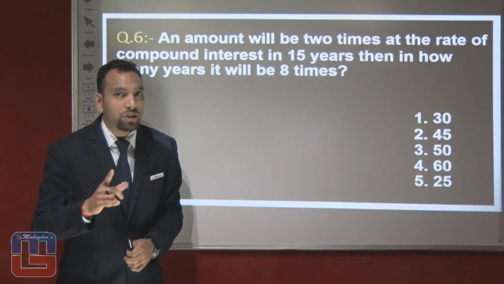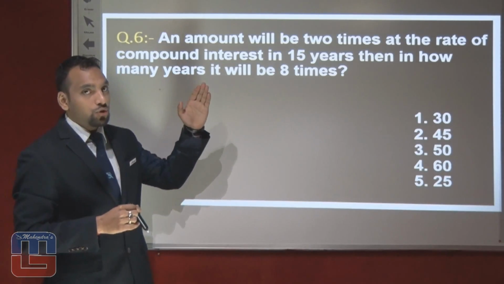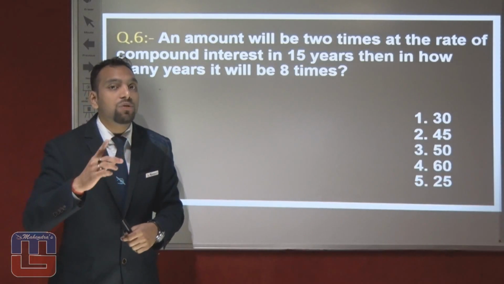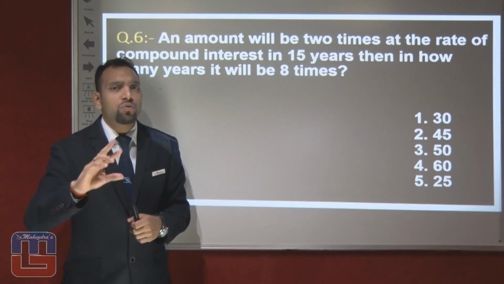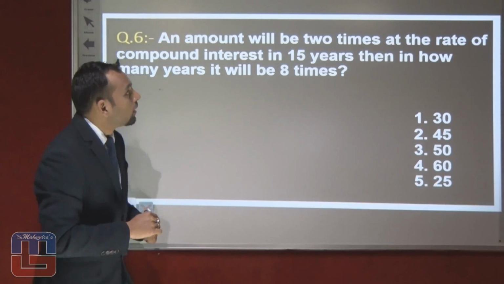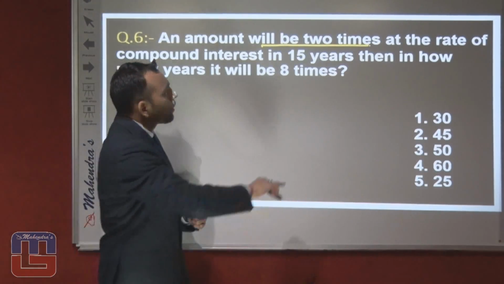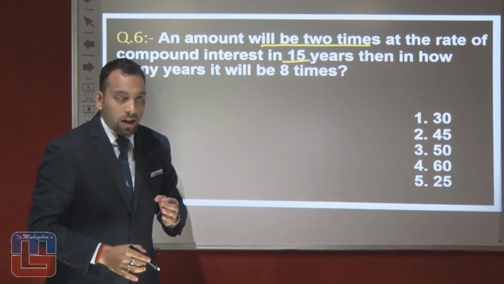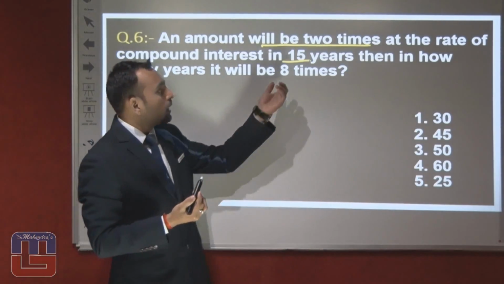The short trick of this question is, now see, if you see such a type of question in your examination, I am giving you a trick. The trick will help you calculate the question within a second. Now see, 2 times in 15 years, you have to find the number of years it will be 8 times.